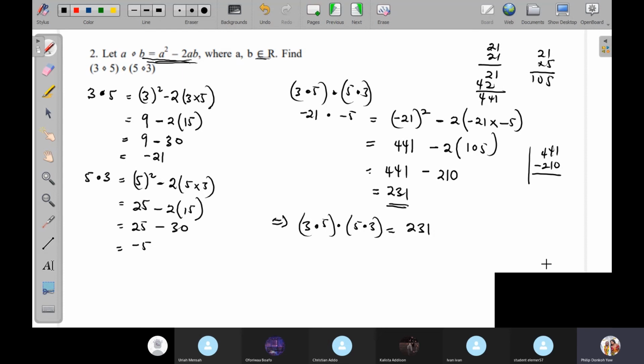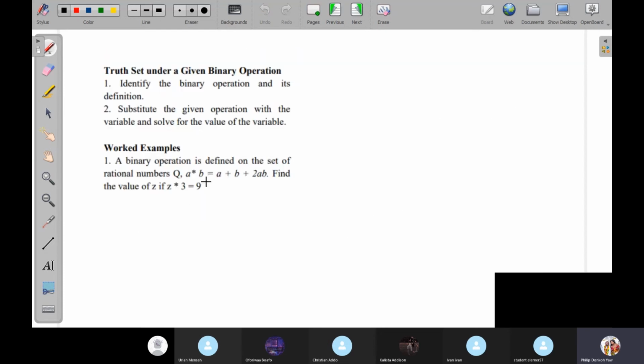Now let's move forward. Then we are moving on to how to find the true set under a given binary operation. Now, in this case, how are they going to frame the statement whereby they will ask you to find the true set? Now, let me go back a little to primary school. In primary school, around primary 5, primary 6, we learn something like this: 2 plus 3. And then they will say this is equal to box, isn't it?